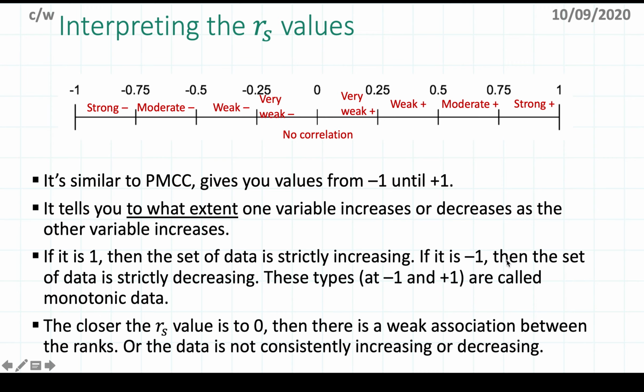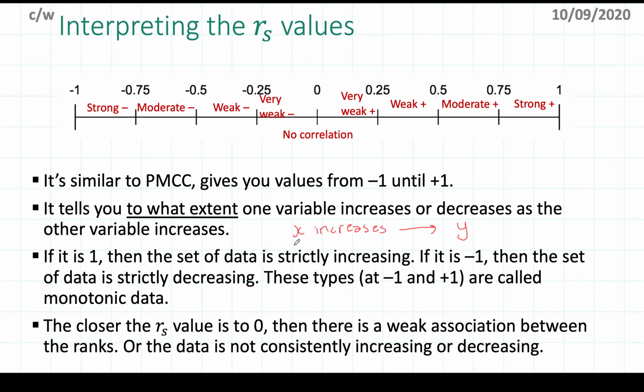Interpreting the values will be similar to the Pearson's moment correlation coefficient. Your R value will be from -1 to +1. What it tells you is to what extent one variable increases or decreases as the other variable increases. So what you're always going to talk about is: as your x increases, what happens to your y. If it's positive, then it's increasing. If it's negative, it's decreasing compared to x increasing.